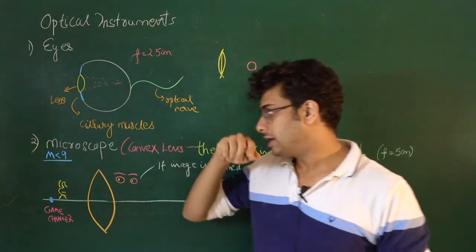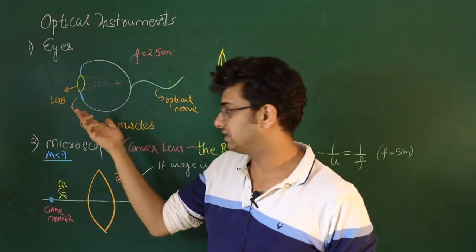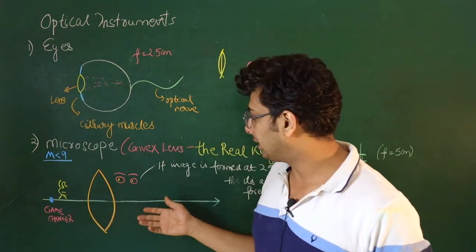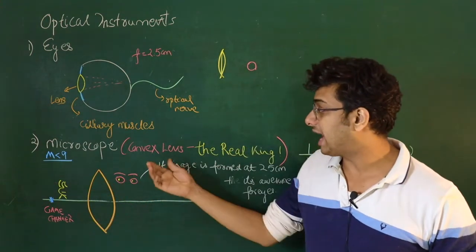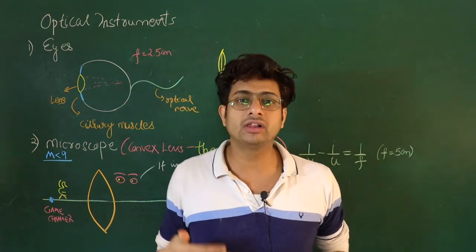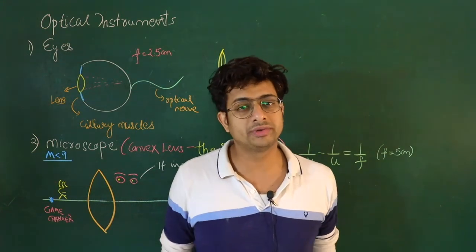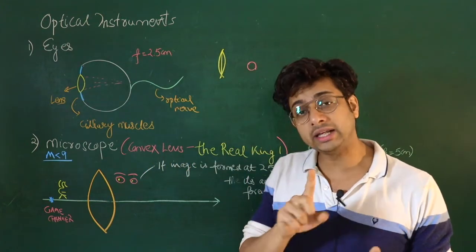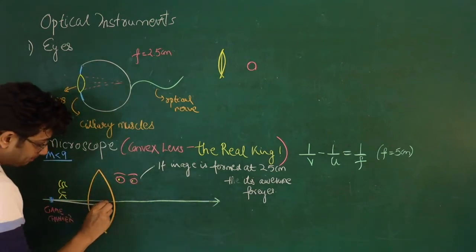Second is the microscope. So likewise here the lens was a converging lens, called a convex lens. Similarly, in a microscope, a convex lens is used, and if you see my ray optics videos, I have made the convex lens a real king. The real king means basically all the objects, even real objects and virtual objects, make a real image. Only this game changer, the distance between focus and the pole.